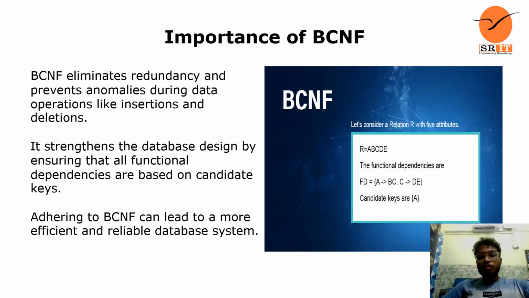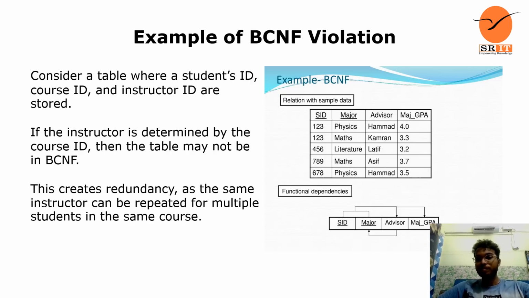And what is the importance of BCNF? BCNF eliminates redundancy and prevents anomalies during data operations like insertions and deletions. As we discussed, it minimizes the redundancy and prevents anomalies like insertion anomaly, updation anomaly, and deletion anomaly. These anomalies will also be prevented by BCNF. It strengthens the database design by ensuring that all functional dependencies are based on candidate keys. Adhering to BCNF can lead to a more efficient and reliable database system.